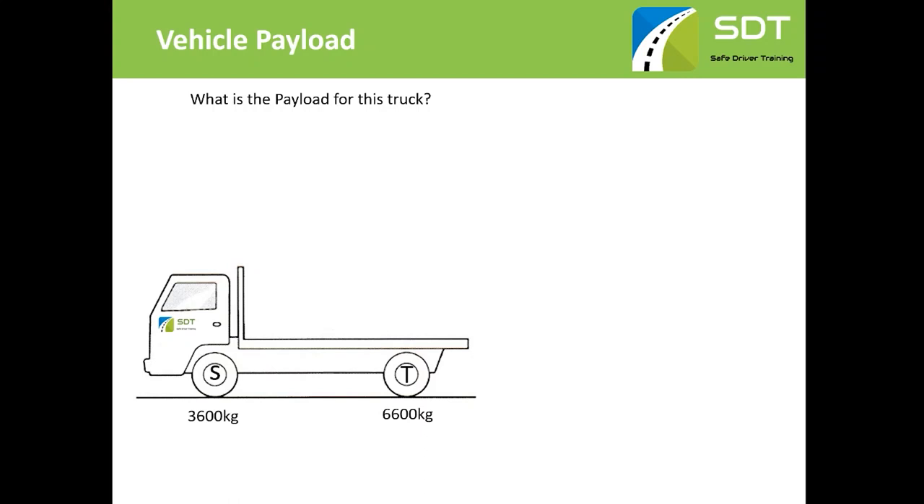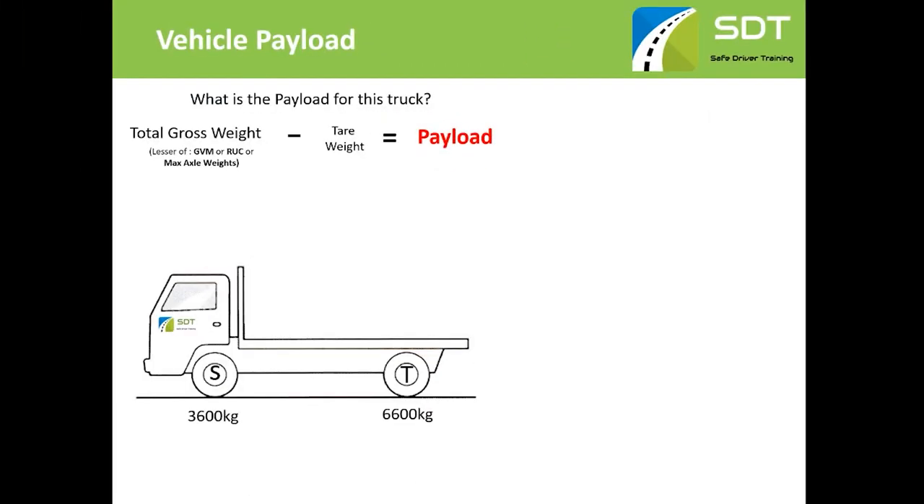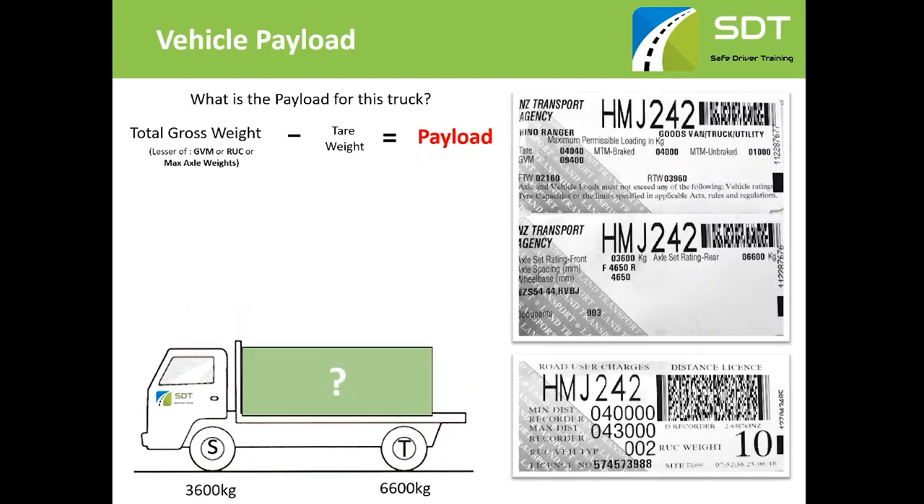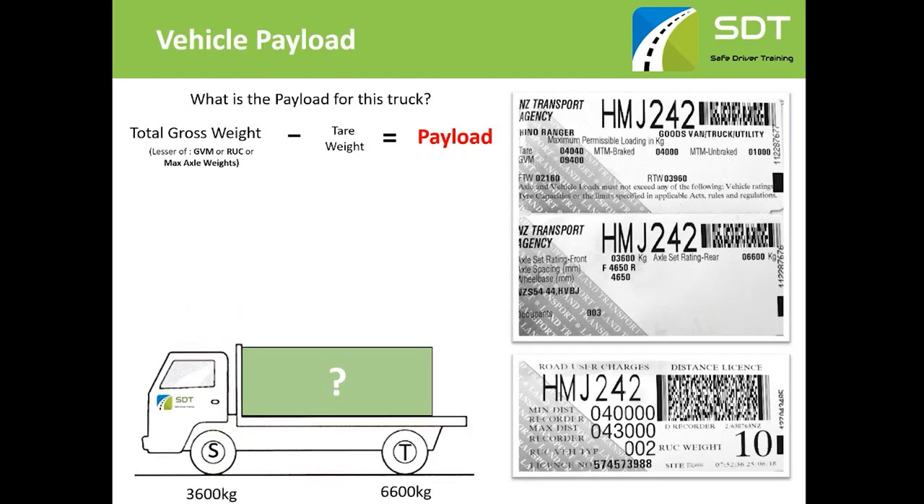Let's use the formula to find it out. Total gross weight, which could be our GVM, RUC or maximum axle weight, whichever is lesser, minus the tare weight of the truck equals payload. So using this formula, now we can determine the payload of this particular truck. Let's find out the GVM of this truck. We can find the GVM on the first page of our certificate of loading, and it equals 9,400 kgs.